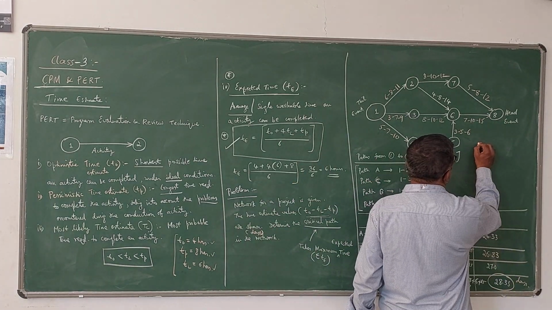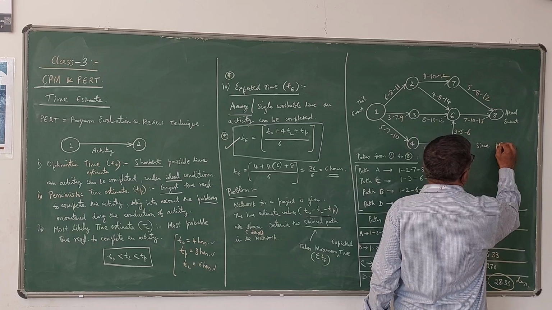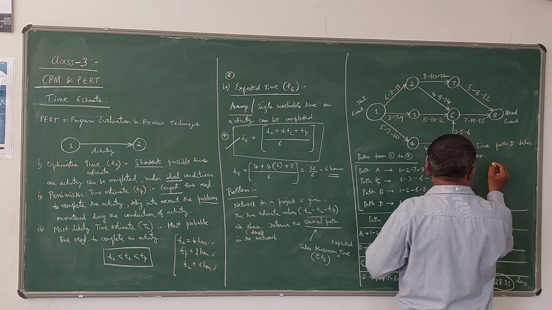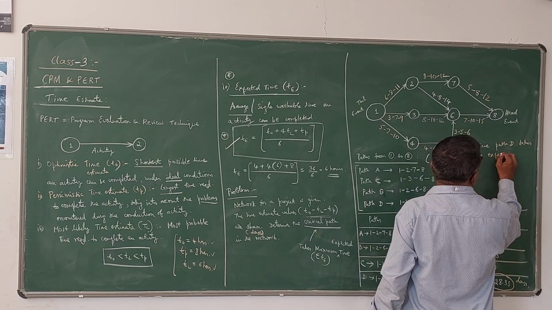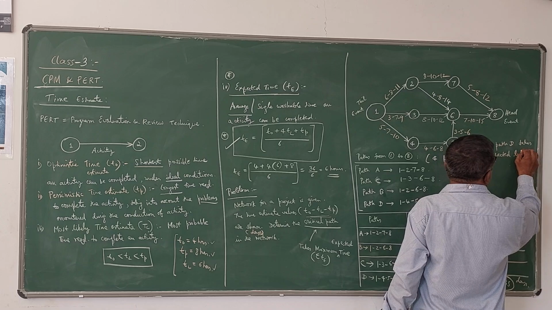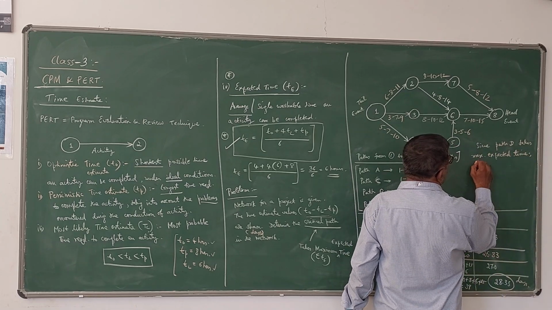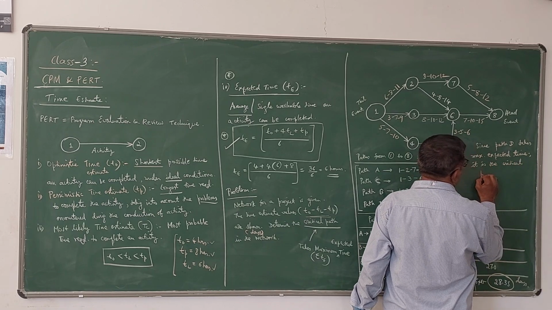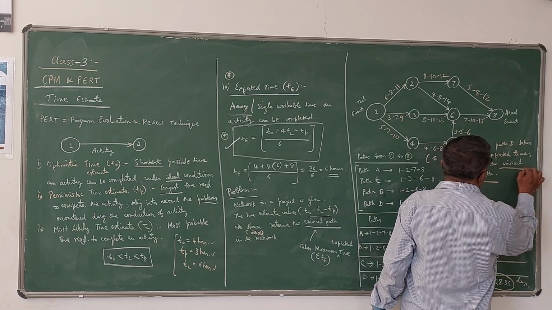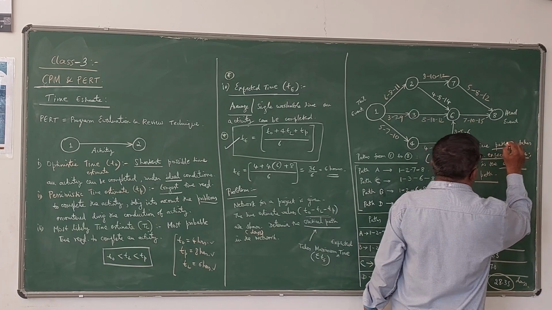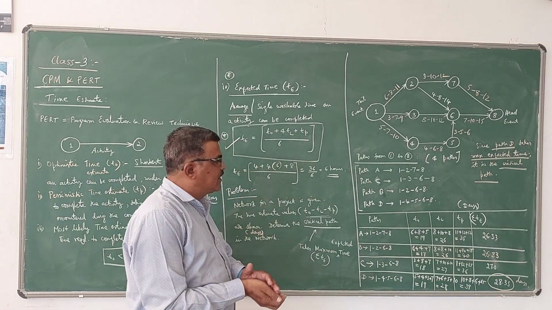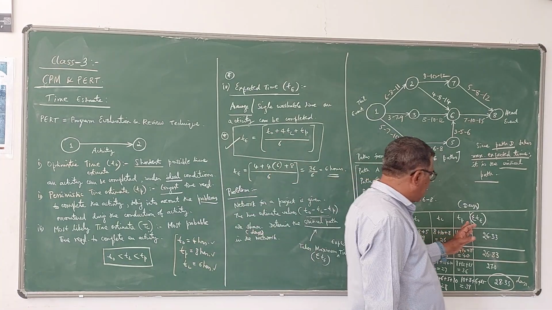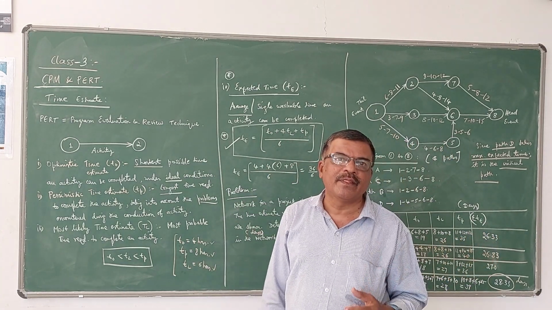So since path D takes the maximum expected time, it is the critical path. So this is how we have to decide in a given network which path is the critical path. The path which has the highest value of sigma TE, that is the critical path.